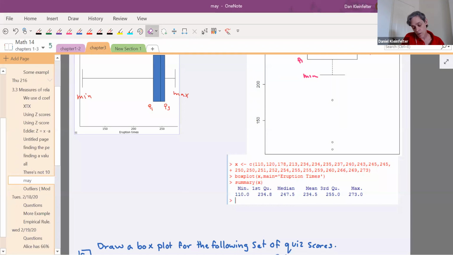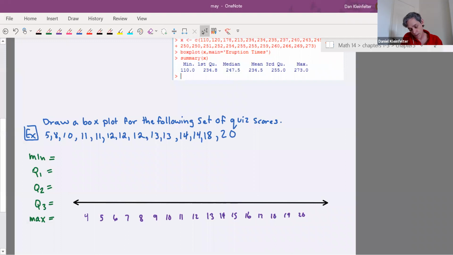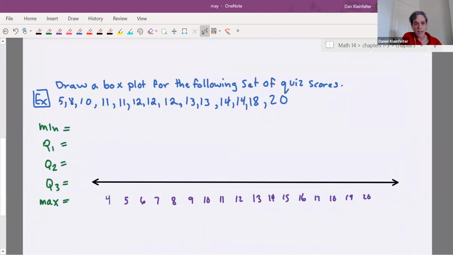All right, so next what we want to do is show how to actually produce a box plot. I've got this hypothetical list of some quiz scores ranging from 5 to 20, and we'd like to draw a box plot for that. To get us started, I'm going to collect the information we'll need, which is basically the 5-number summary. The minimum is 5, and the maximum is 20.